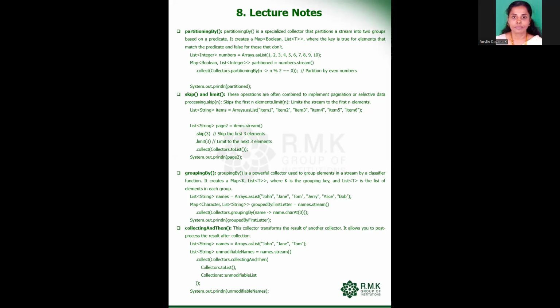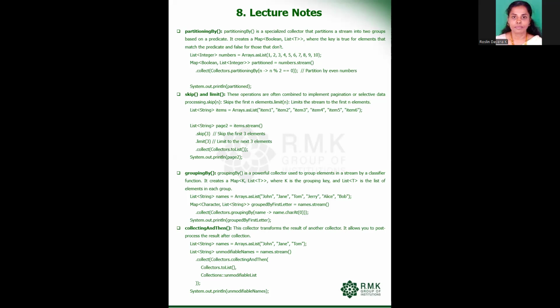And skip method and limit method. Skip method is used to avoid a certain number of values. And limit method is used to get a specified number of output values. In this example, there is a list items. In this list, values are item 1, 2, 3, 4, 5, 6. Here, our output name is page 2. It is also a list. From the given 6 items, we are going to get a limited set of values.